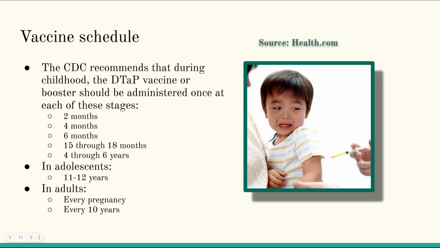So the vaccine schedule for the tetanus vaccine is pretty thorough. The CDC recommends that the vaccine should be administered once at the 2-month stage, once at the 4-month stage, once at the 6-month stage, once from the 15 to 18-month stage, and once from the 4 to 6-year-old stage. Now, in our adolescent period, so just the period between adulthood and childhood, you only receive that once from the 11 to 12-year mark. And in adults, we get that every 10 years and after every pregnancy. And like I said before, we get those booster shots because immune response might wane over time. So we might need to proliferate more memory cells in our body and just increase the likelihood of not contracting tetanus.